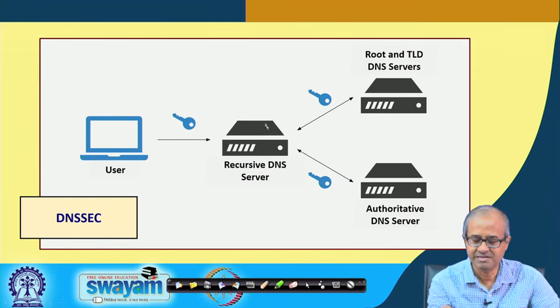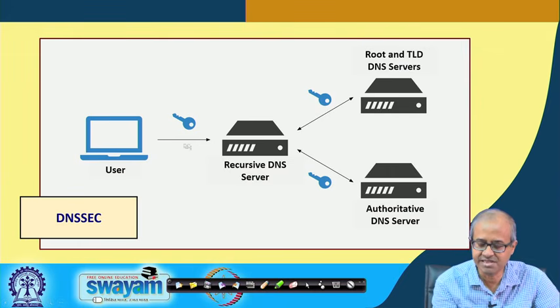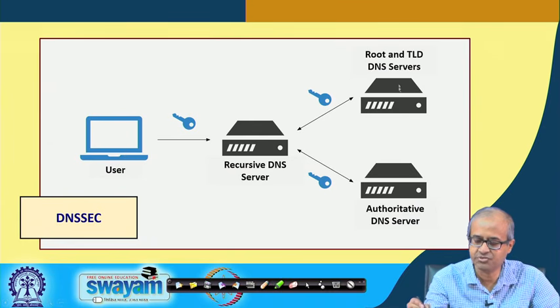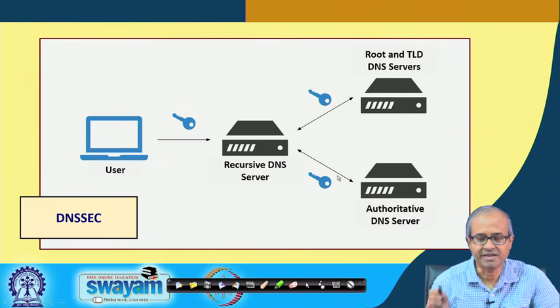This is the user, this is a DNS server, and this key symbol shows that all these links are authenticated links. So, when the user sends a request, this DNS server verifies the authenticity of the user. When this DNS server sends a request to the higher level server, that is also authenticated both ways, here also both ways. So, at every step we are guaranteeing that fake messages are not getting transmitted or recorded.